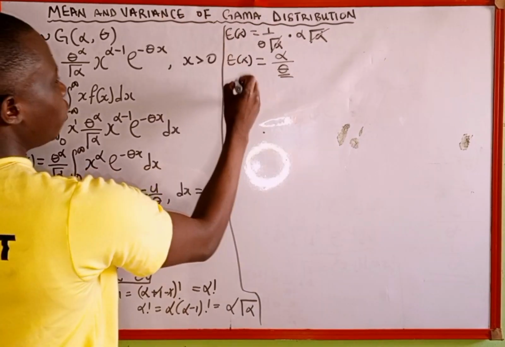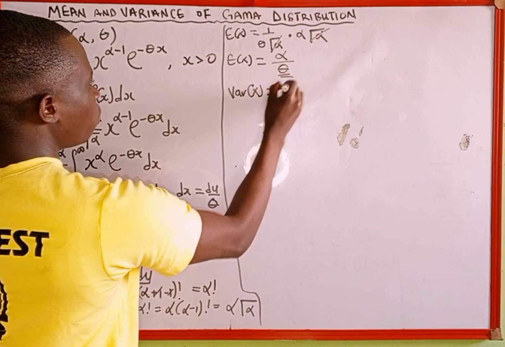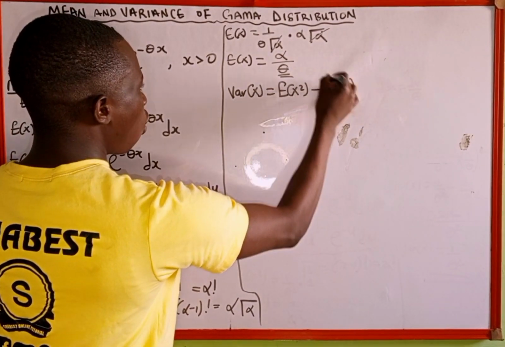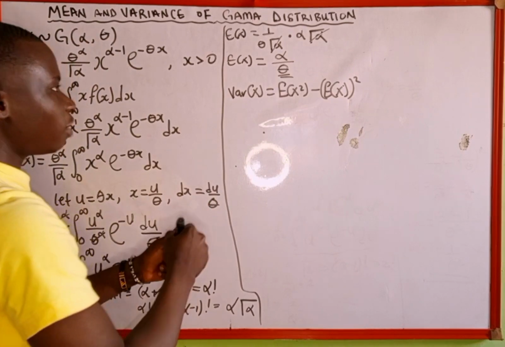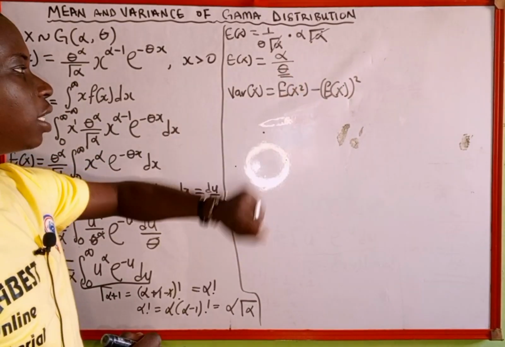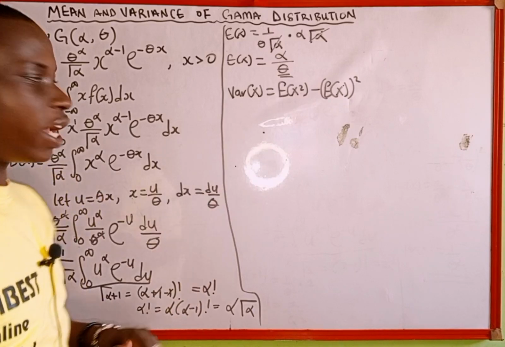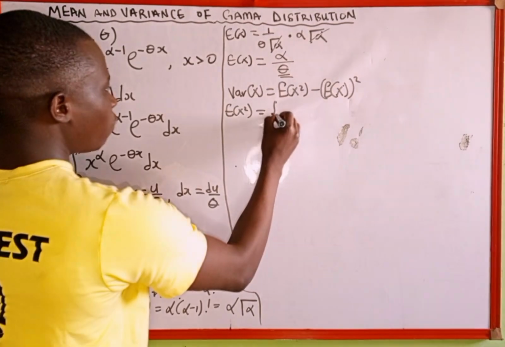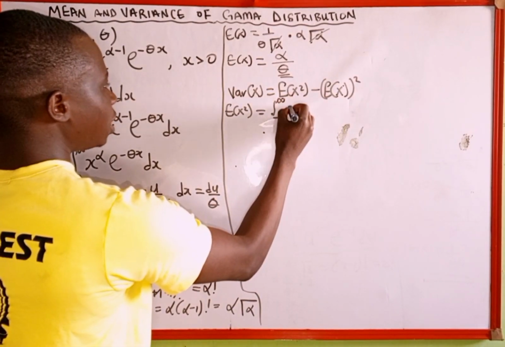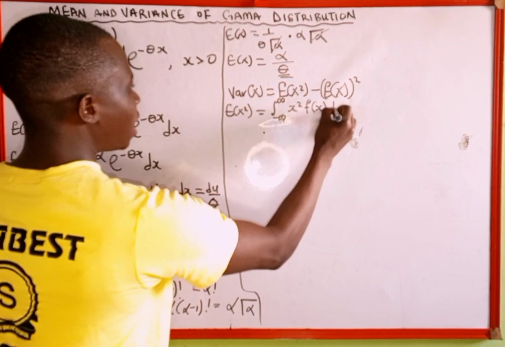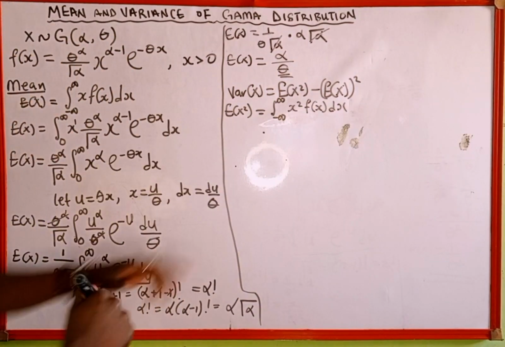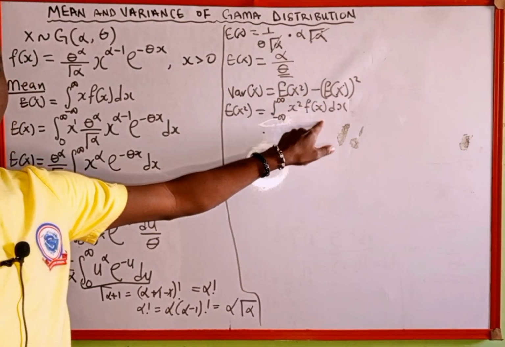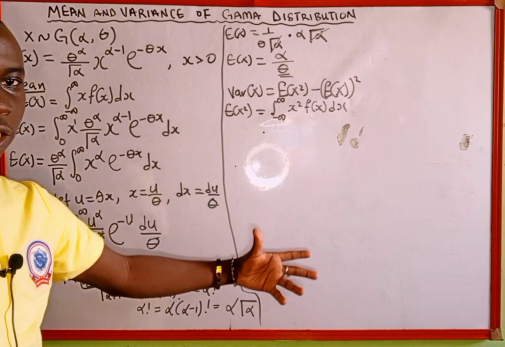Now the next thing is to look for the variance. The variance of x will be equal to the expected value of x squared minus the expected value of x all squared. And we have found the expected value of x to be alpha over theta. So what we are going to find now is the expected value of x squared. And the expected value of x squared is the same as the integral from negative infinity to positive infinity of x squared times f of x dx. So we multiply x squared by our function, then we integrate with respect to x.